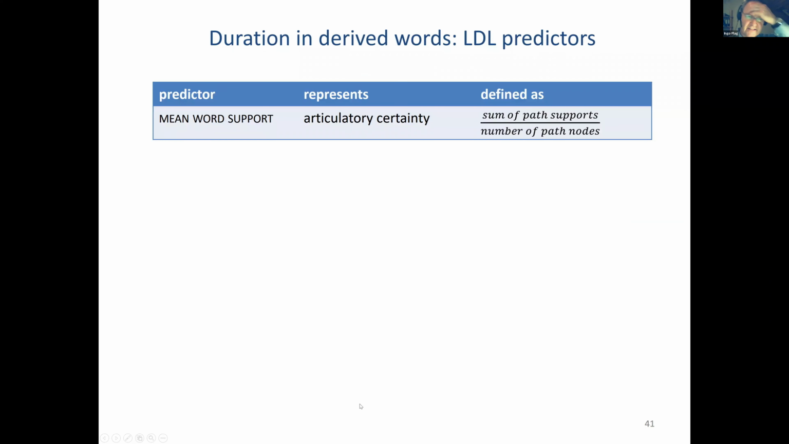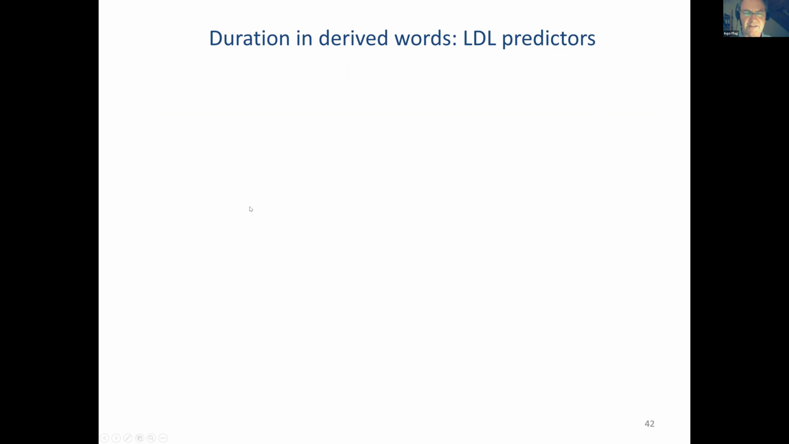And as LDL predictors, we used 3 measurements, the mean word support, and we took this to represent articulatory certainty. And it is defined as the sum of the path support. So you add up all these probabilities that I showed you in this path graph, and you divide it by the number of path nodes, because if the word is longer, you want to see basically the mean support for this word from the semantics.